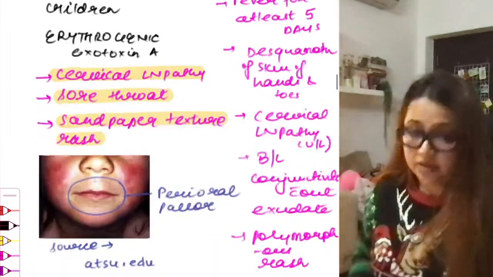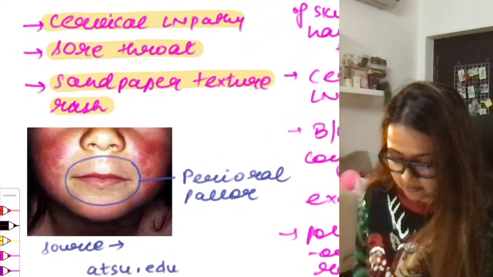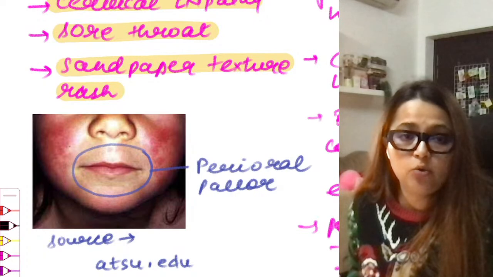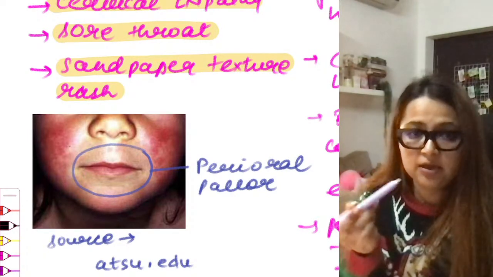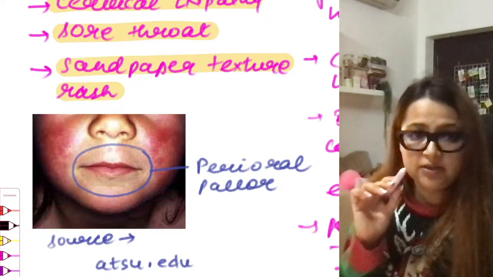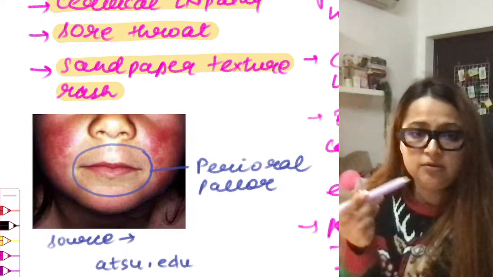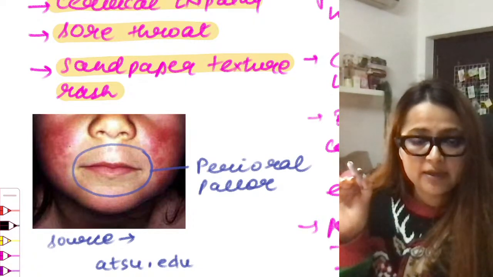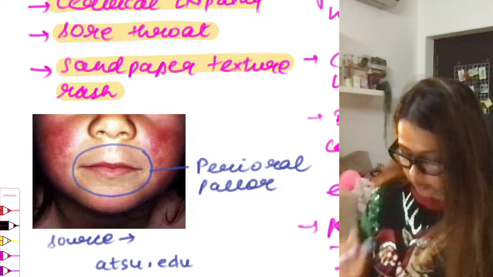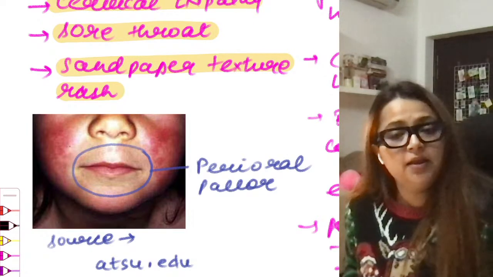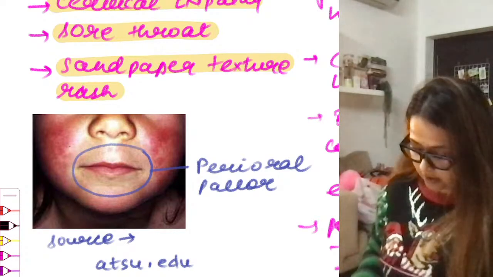Now another very peculiar feature of scarlet fever. What if you are given a picture like this? This is perioral pallor. Around the mouth area, around the lips, there is going to be pallor. Otherwise, you see in this picture there is overall flushing, but around the mouth, around the lip area, you will see pallor. This is a very peculiar feature of scarlet fever. And then again, desquamation of the skin of the hands and feet is also a very important feature of scarlet fever.